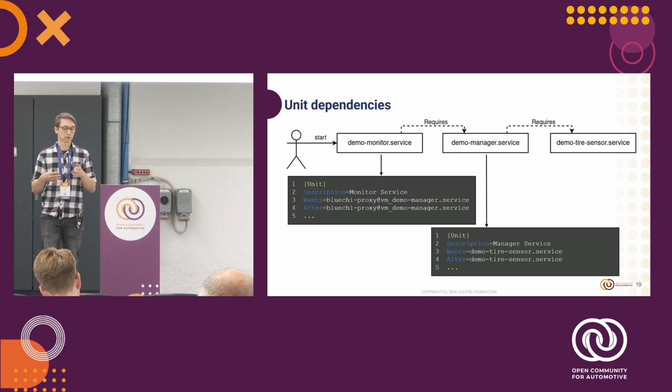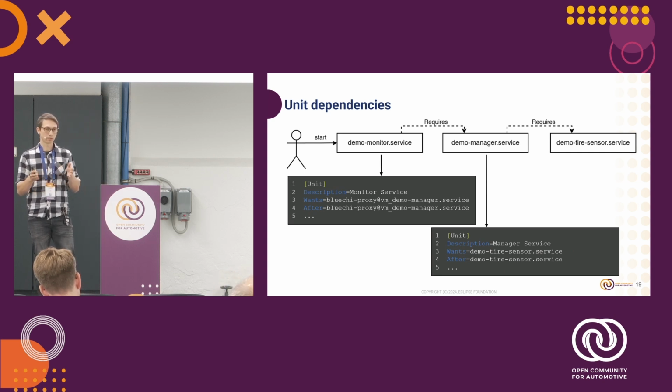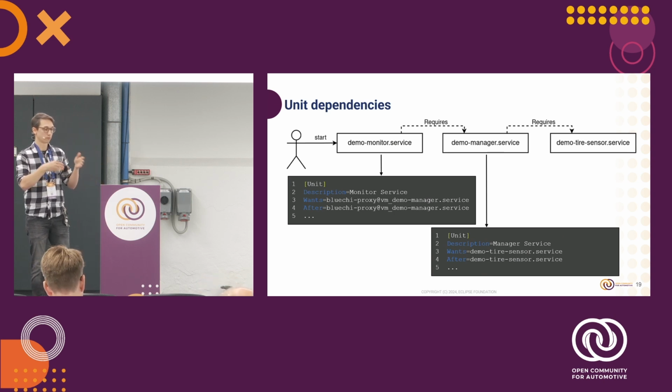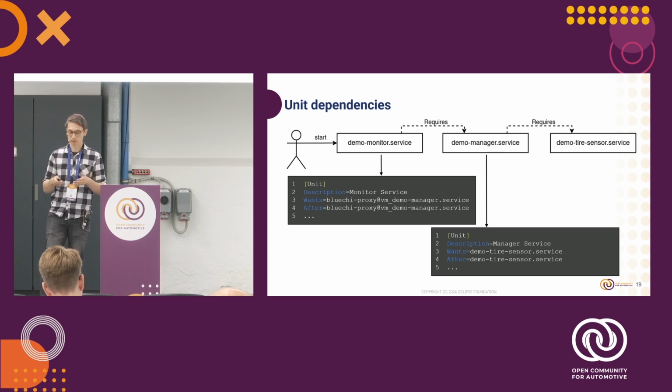And this template unit you can instantiate multiple times. And after the at symbol, you have the name of that instance. For the BlueChi-proxy template unit, we defined the name to be structured like this. First the node name, underscore, then the target unit name. And by using this in the systemd unit for the monitor, we can easily resolve the cross-node dependency by using systemd mechanisms. So when starting the monitor, we get the manager and the sensor service started as well.